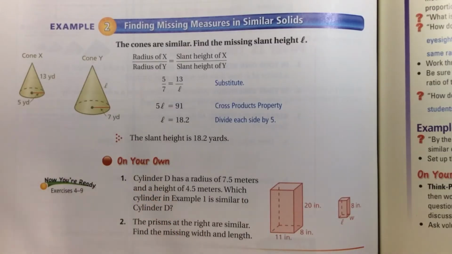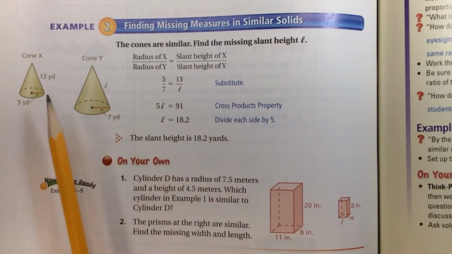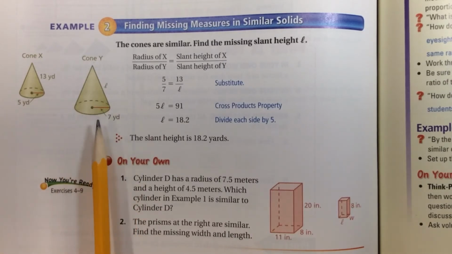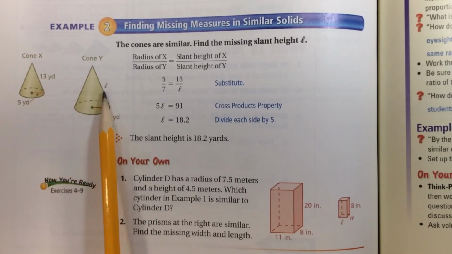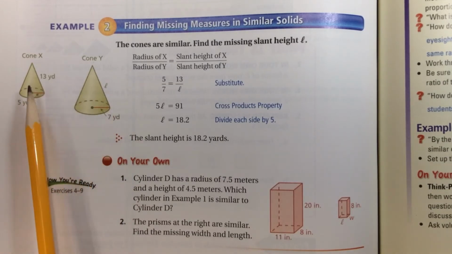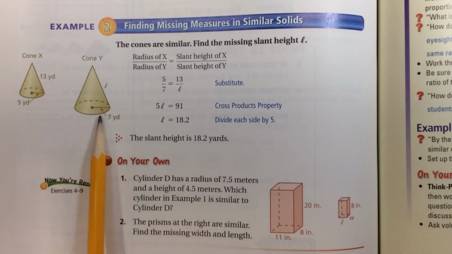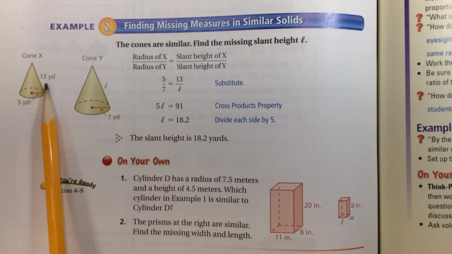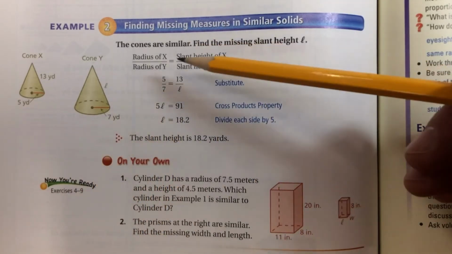So, in example 2, find the missing measure in similar solids. They're telling us these are indeed similar. So we know because they are telling us they're similar that their dimensions have to be proportional. So we can just set up a proportion. One of the dimensions will be a variable, and we can solve for that. So here they put the radius of x over the radius of y, so 5/7. The slant height of x over the slant height of y, so 13/L.